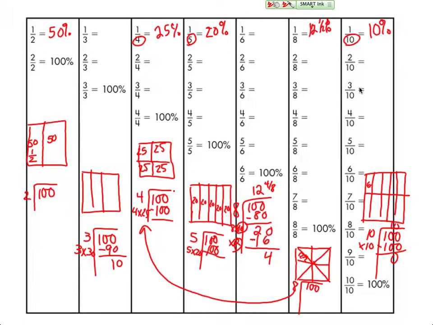Let him figure it out, okay? Doesn't help him give the answer.